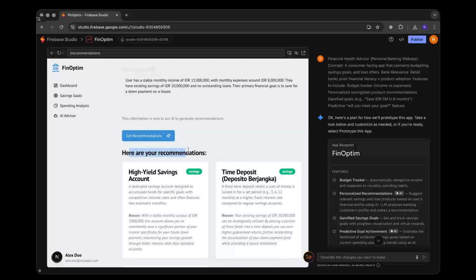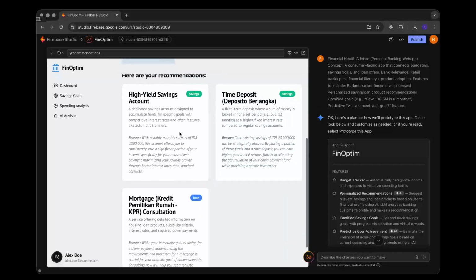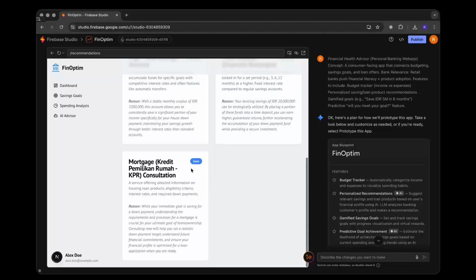And here are the recommendations for this specific prompt. User has a stable monthly income of 15 million with monthly expenses around 8 million. They have extra savings of 20 million and no outstanding loans. The primary financial goal is to save for a down payment on a house. And then these are the recommendations. Put it into savings, put it into another type of savings, and also a mortgage.